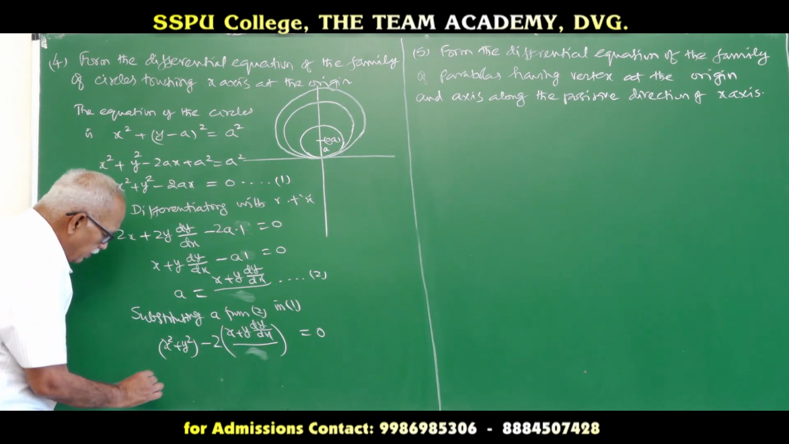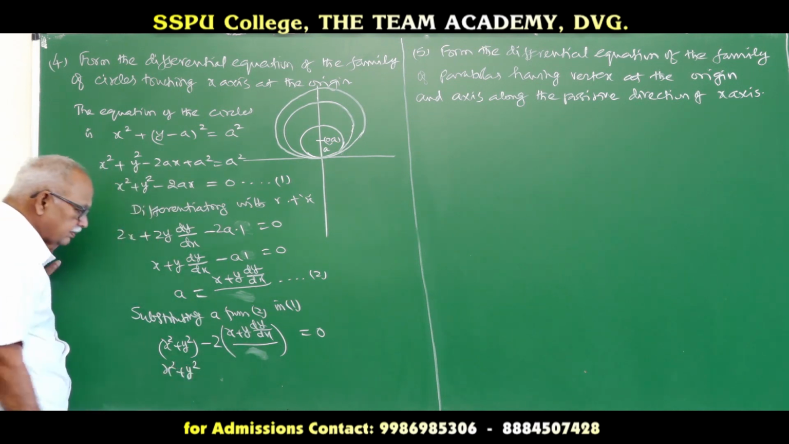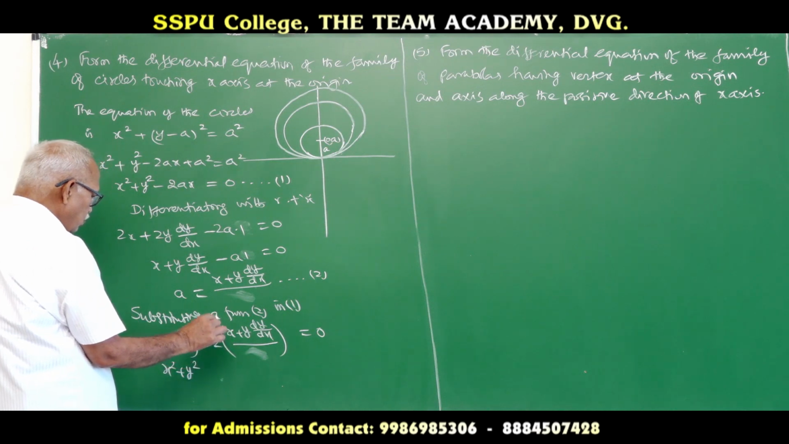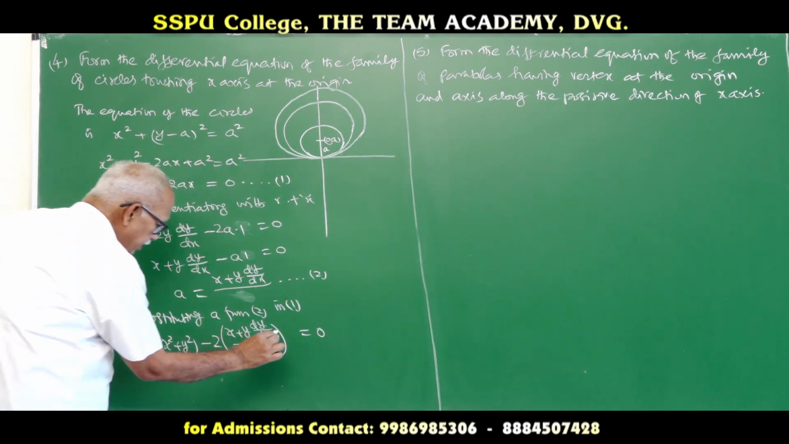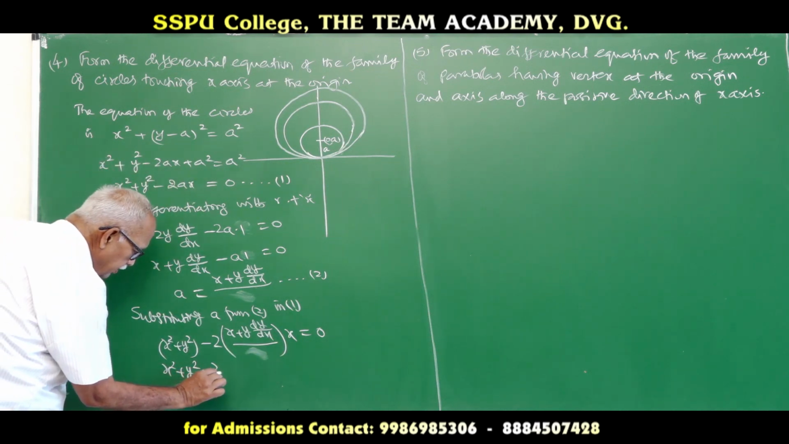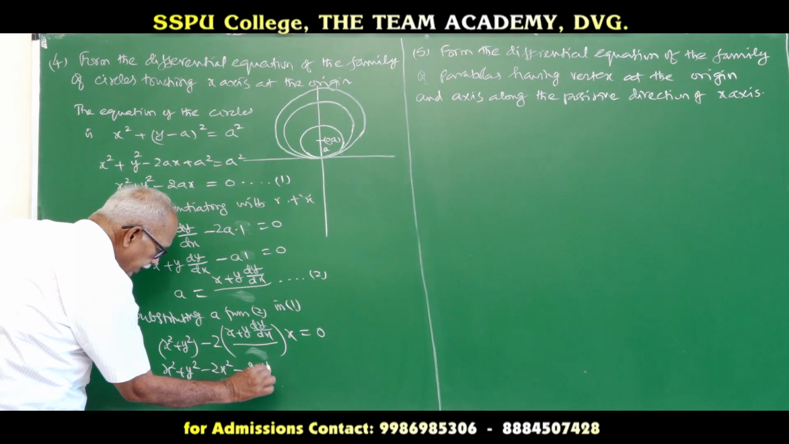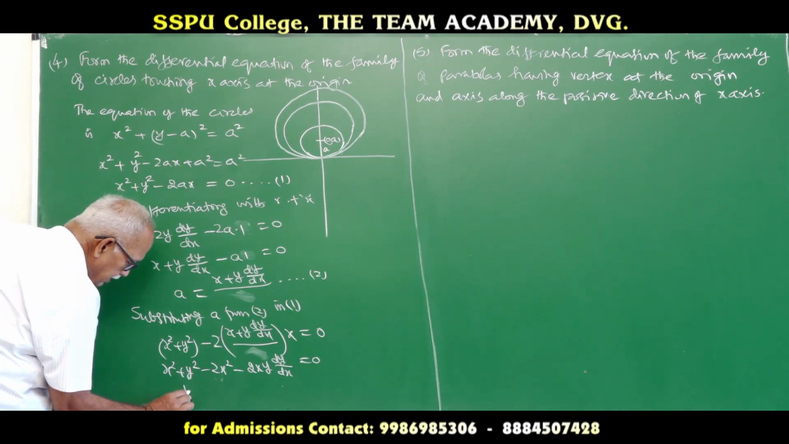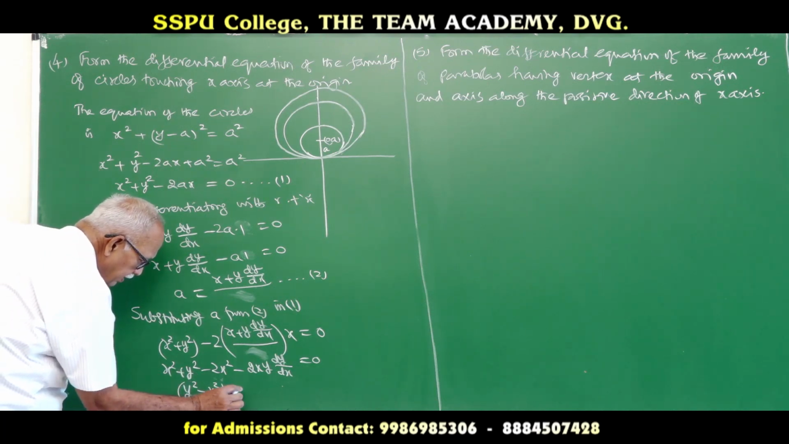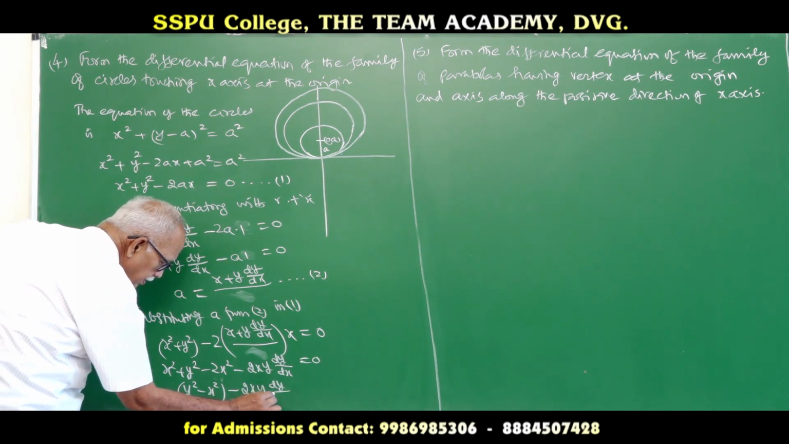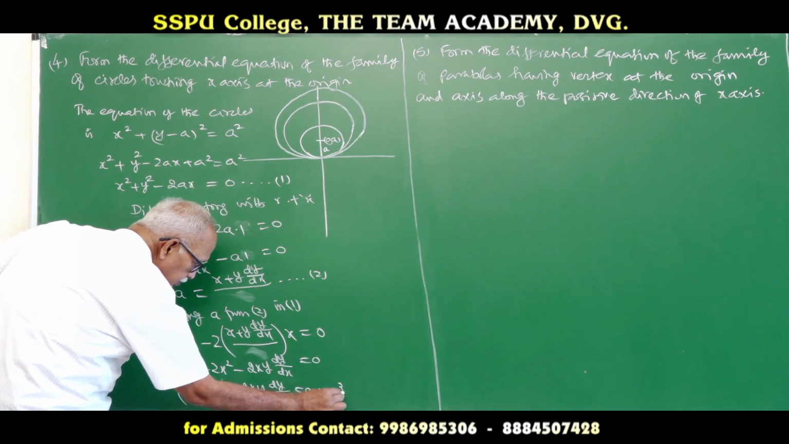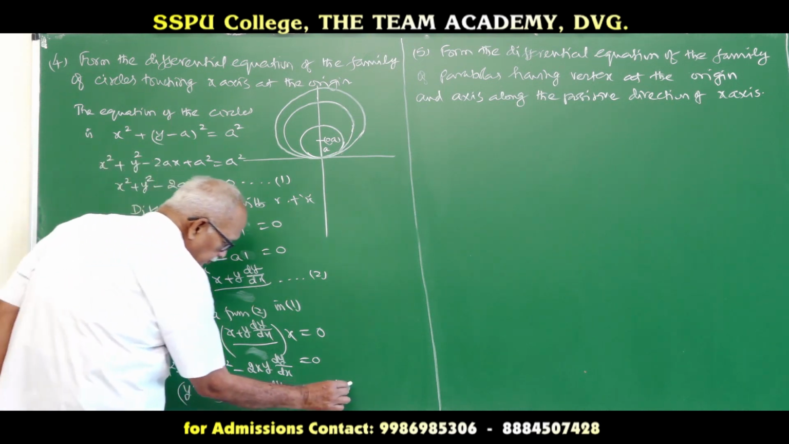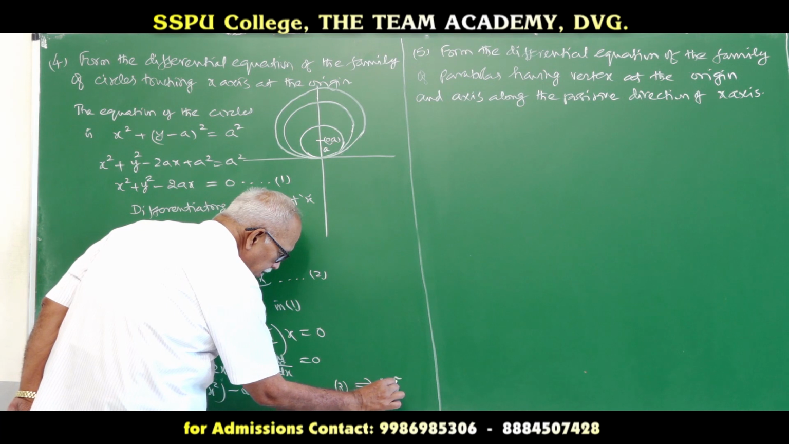Now, let us simplify x square plus y square minus 2a into x. So, minus 2x square minus 2xy dy by dx is equal to 0. Now, we can eliminate one x square, that is y square minus x square minus 2xy dy by dx is equal to 0. So, equation 3 gives us the required differential equation.